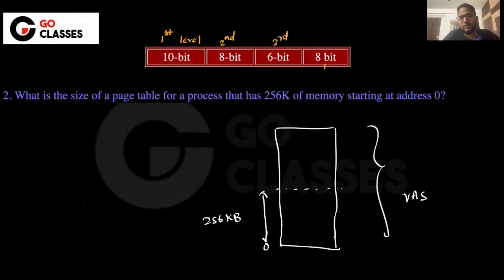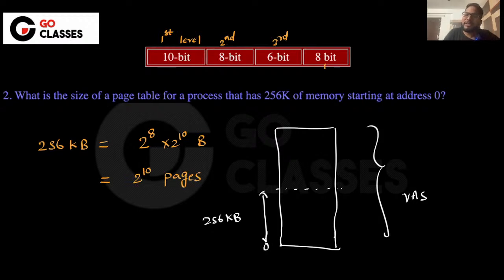Now what they are asking is: what is the size of the page table that we require if we do the multi-level paging, which is the 3-level paging here? So 256 kilobytes means what? This is the process size, which is 256 kilobytes, which is the same as 2 power 8 into 2 power 10 bytes, which means if one page is of 2 power 8 bytes, then it is 2 power 10 pages, right? Which means your process is actually using just 2 power 10 pages. I hope you understand that my process is using just this many bytes, that is, just 2 power 10 pages.